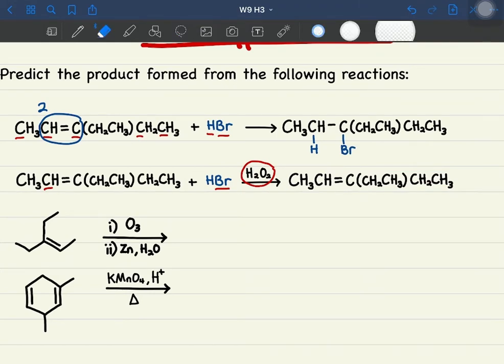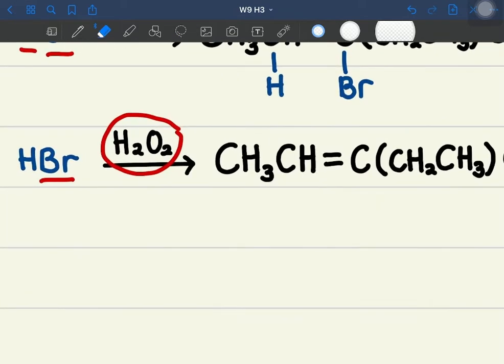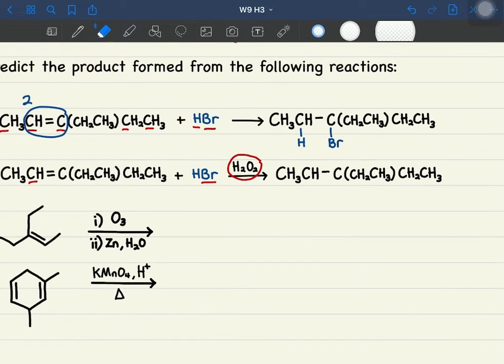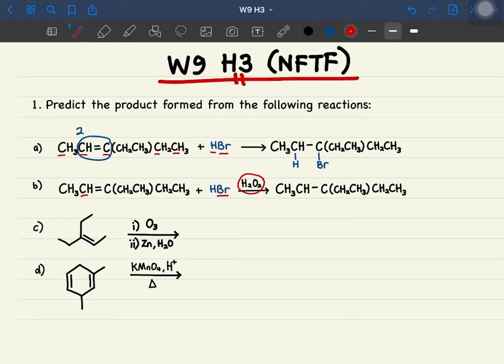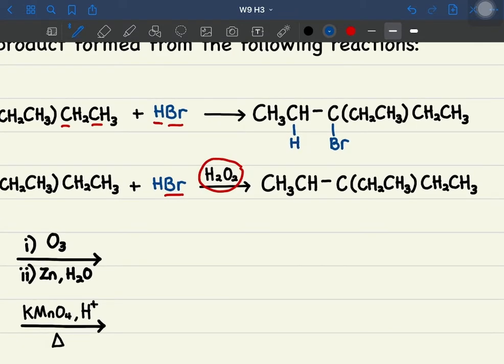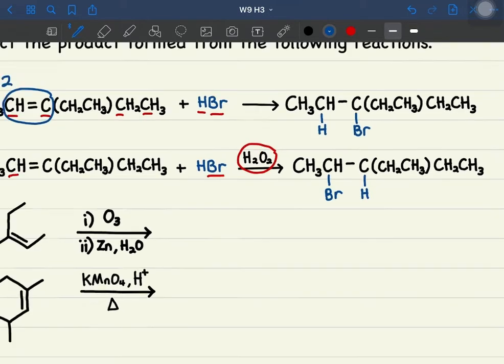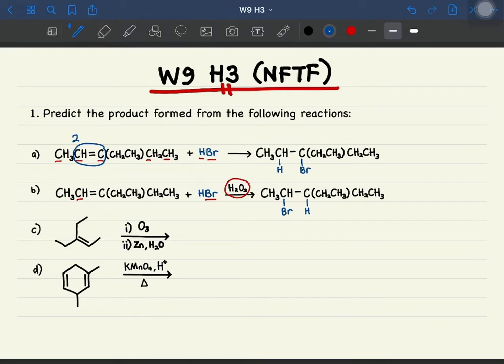So now we're going to eliminate one of the double bonds in here, the multiple bond. Now we are going to add this Br at the carbon with more hydrogen atoms. So Br will be here, while the hydrogen will be here, due to the hydrogen peroxide present.